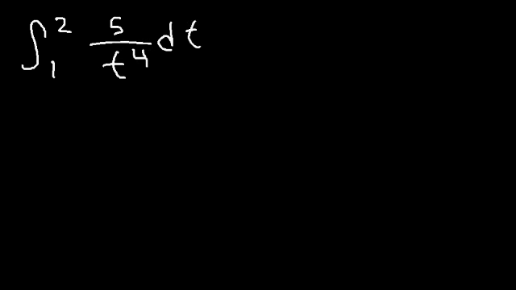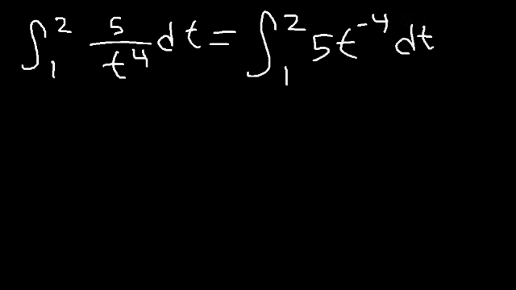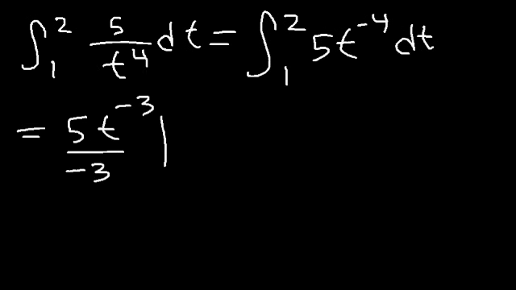Let's try another example. What is the antiderivative from 1 to 2 of 5 divided by t to the 4th dt? Now before we find the antiderivative, it's wise to rewrite it. Let's move the t variable to the top. So it's going to be 5t to the negative 4 dt. So now let's find the antiderivative. Let's add 1 to the exponent. Negative 4 plus 1 is negative 3. And then let's divide by negative 3.